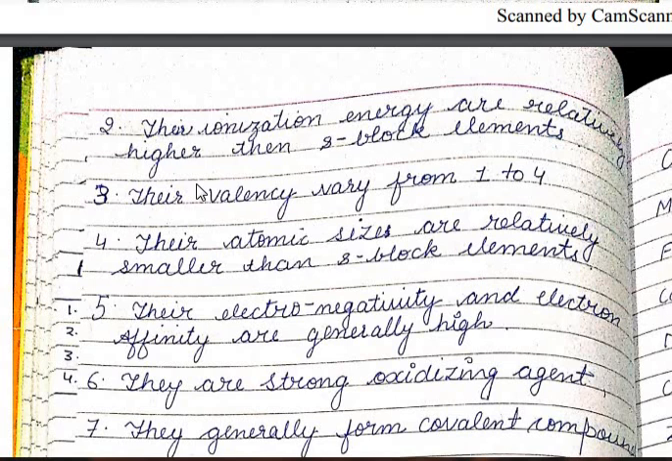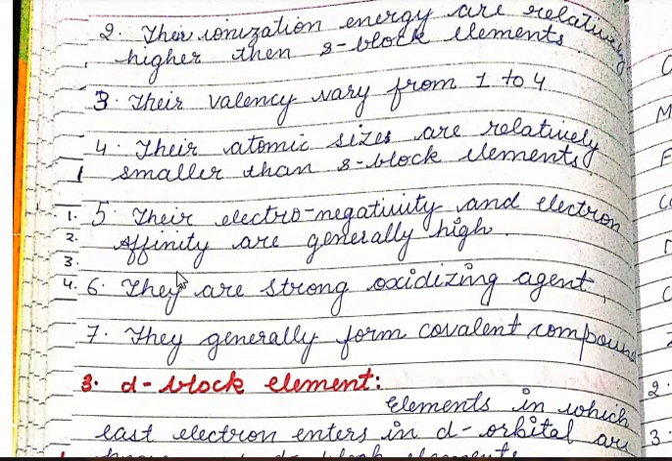Their ionization energy is relatively higher than S block elements. 3. Their valency varies from 1 to 4. 4. Their atomic size is relatively smaller than S block elements. 5. Their electronegativity and electron affinity are generally high. 6. They are strong oxidizing agents. 7. They generally form covalent compounds.